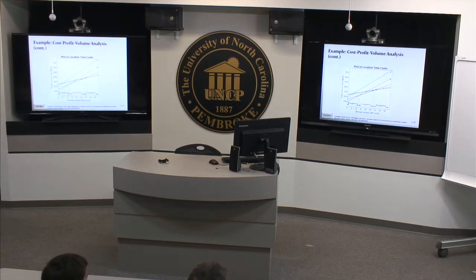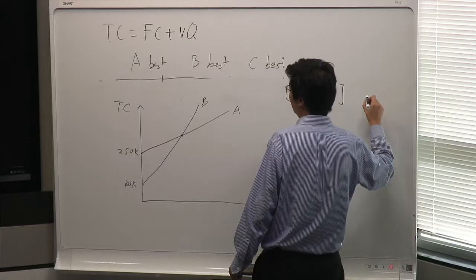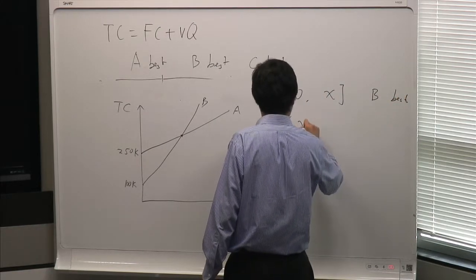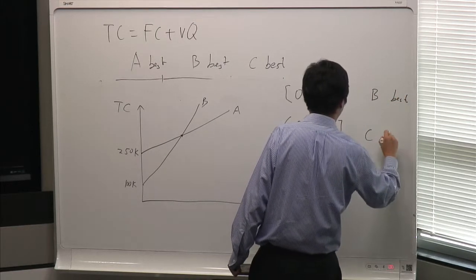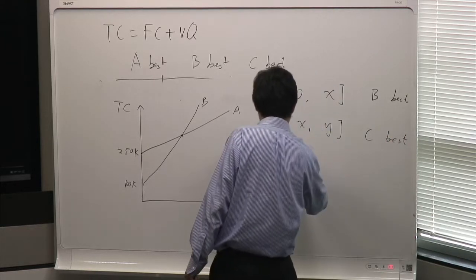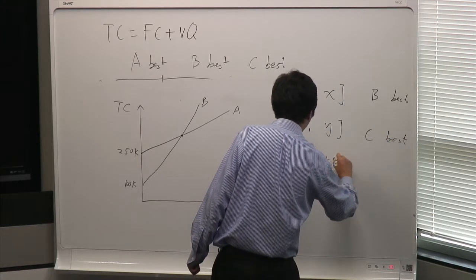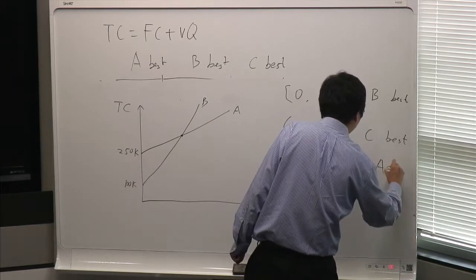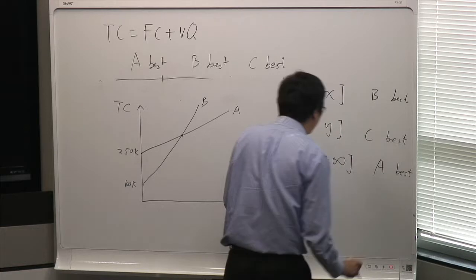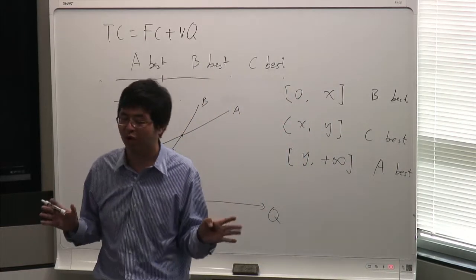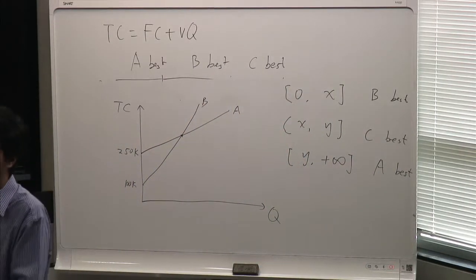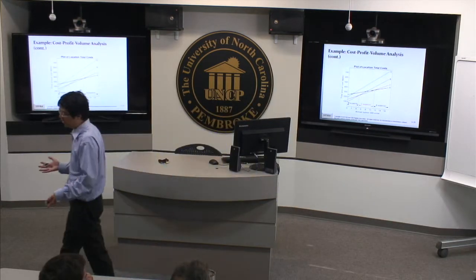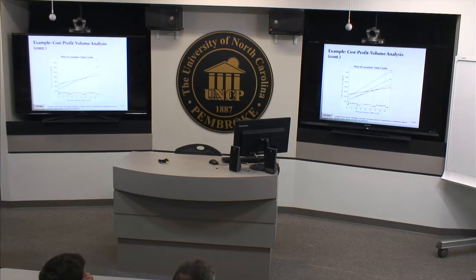From 0 to X, I don't know yet, B is the best, right? From X to Y, C is the best. From Y to positive infinity, whatever number, A is the best. But we have to solve for X and Y. If I can't tell you the exact numbers of X and Y, I'll give you another 10 minutes.